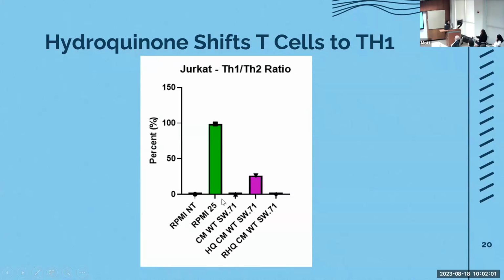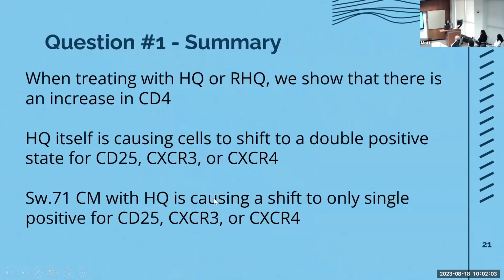when we compare it to our control group. So just to summarize question 1 and answer that question: when treating with hydroquinone or RHQ, we show that there is an increase in CD4. Hydroquinone itself is causing cells to shift to a double positive state for CD25, CXCR3, or CXCR4. SWAN71 conditioned media with hydroquinone is causing a shift to only single positive for CD25, CXCR3, or CXCR4.